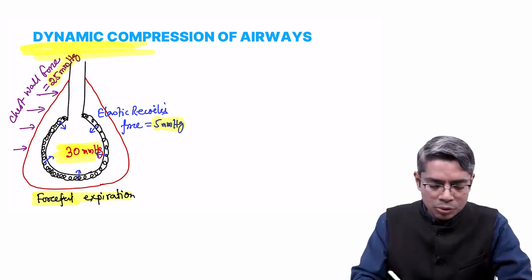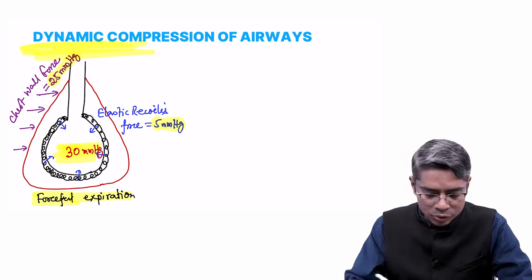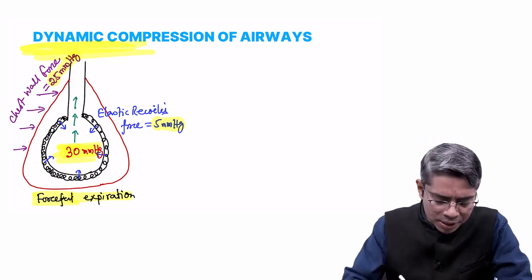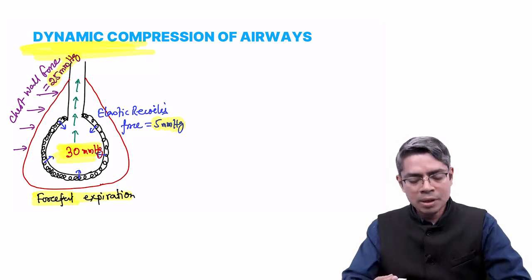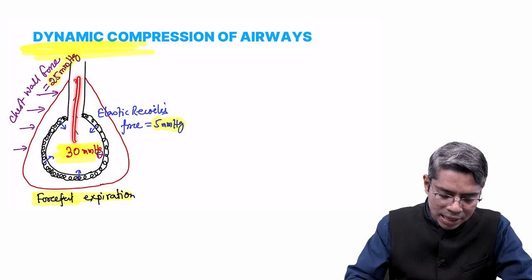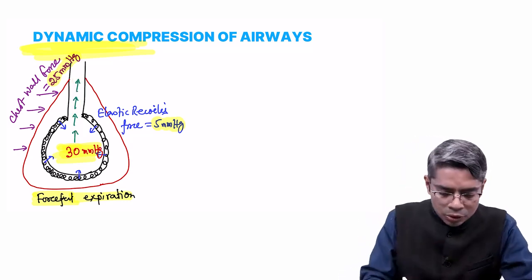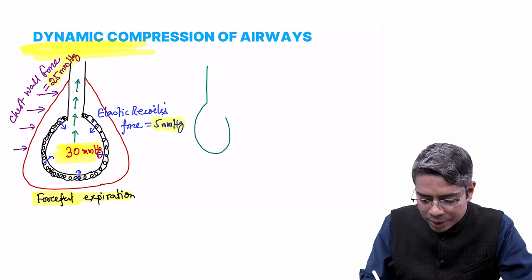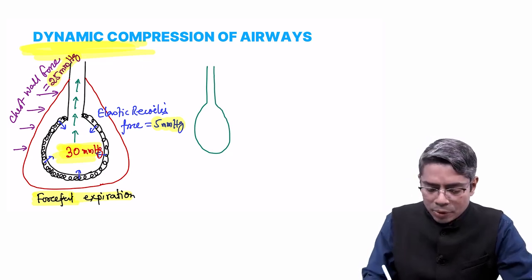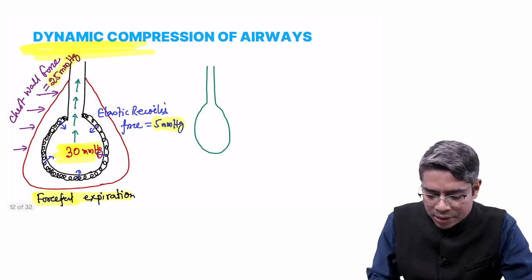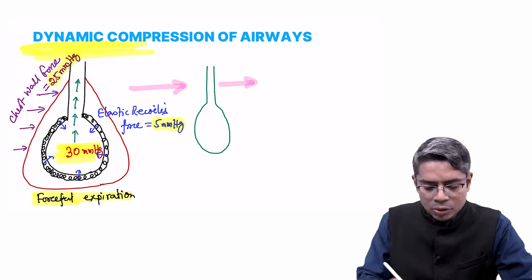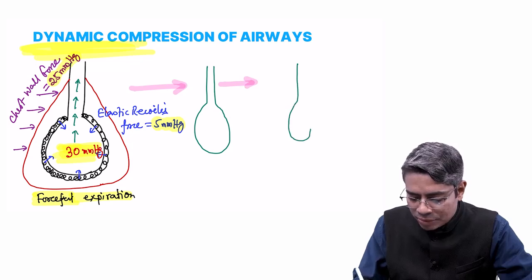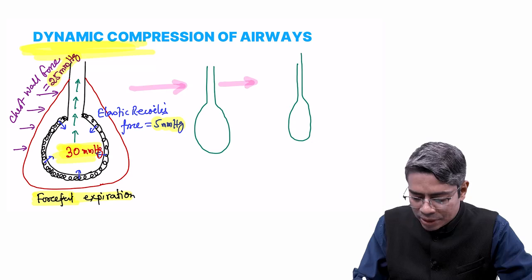So, huge pressure. If the alveolar pressure is high, what will happen? The air will go out of the alveoli. Okay, that is a normal phenomenon. So, during expiration, the air is going out of the alveoli. The more the air goes out of the alveoli, the more there will be a decrease in the size of the alveoli. So, the more you expire, there will be a gradual decrease in the size of the alveoli, like this. And suppose I continue this forceful expiration. What will happen? At the end of the expiration, the alveolar size will be very small.